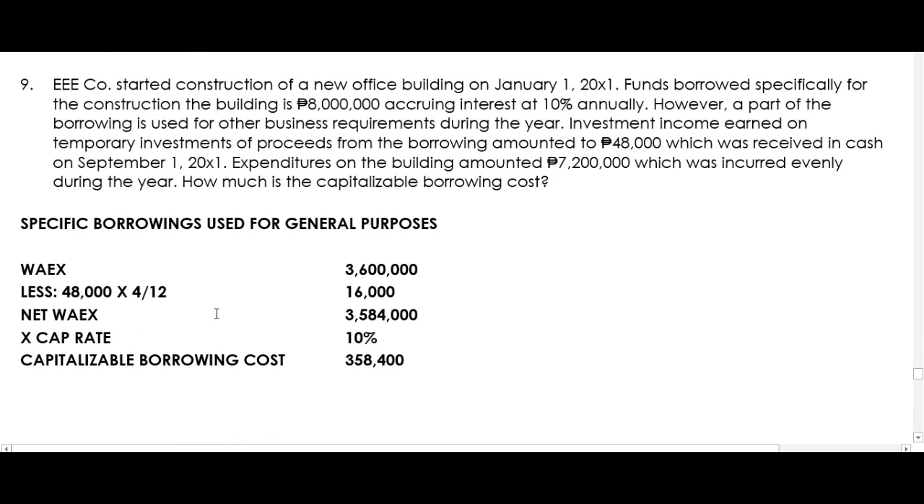Question number 9. EEE company started construction of a new office building on January 1, 20X1. Funds borrowed specifically for the construction of the building is 8 million, accruing interest at 10% annually. However, a part of the borrowing is used for other business requirements during the year. Investment income earned on the temporary investment of proceeds from the borrowing amounted to 48,000 which was received in cash on September.